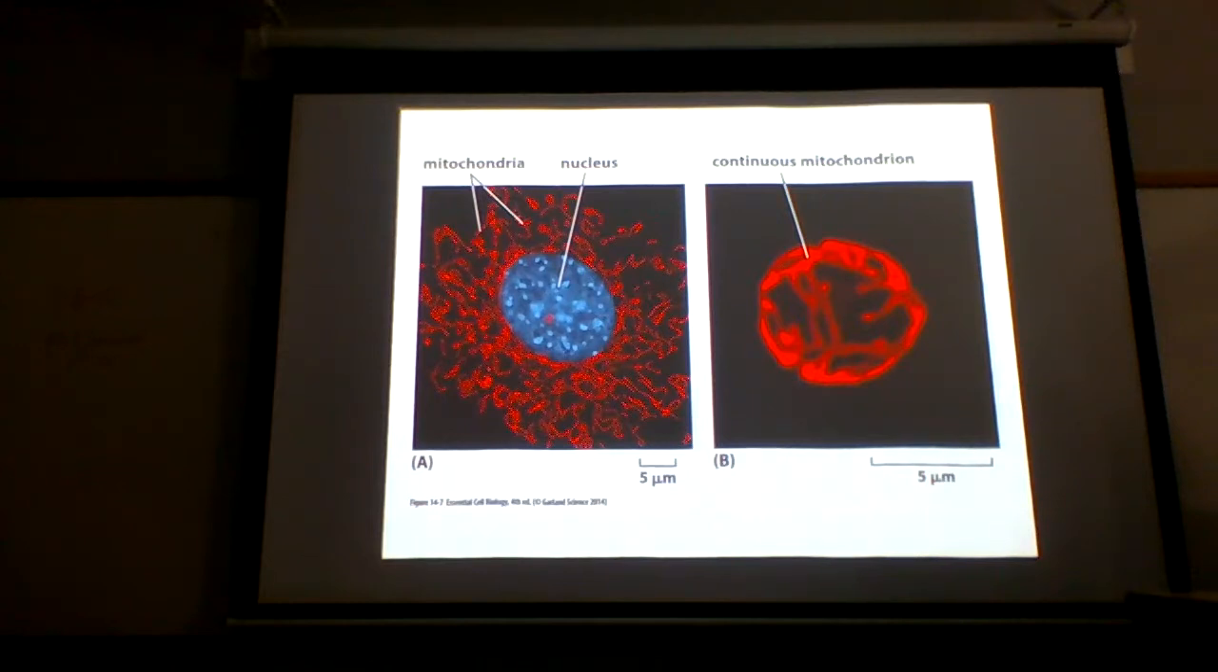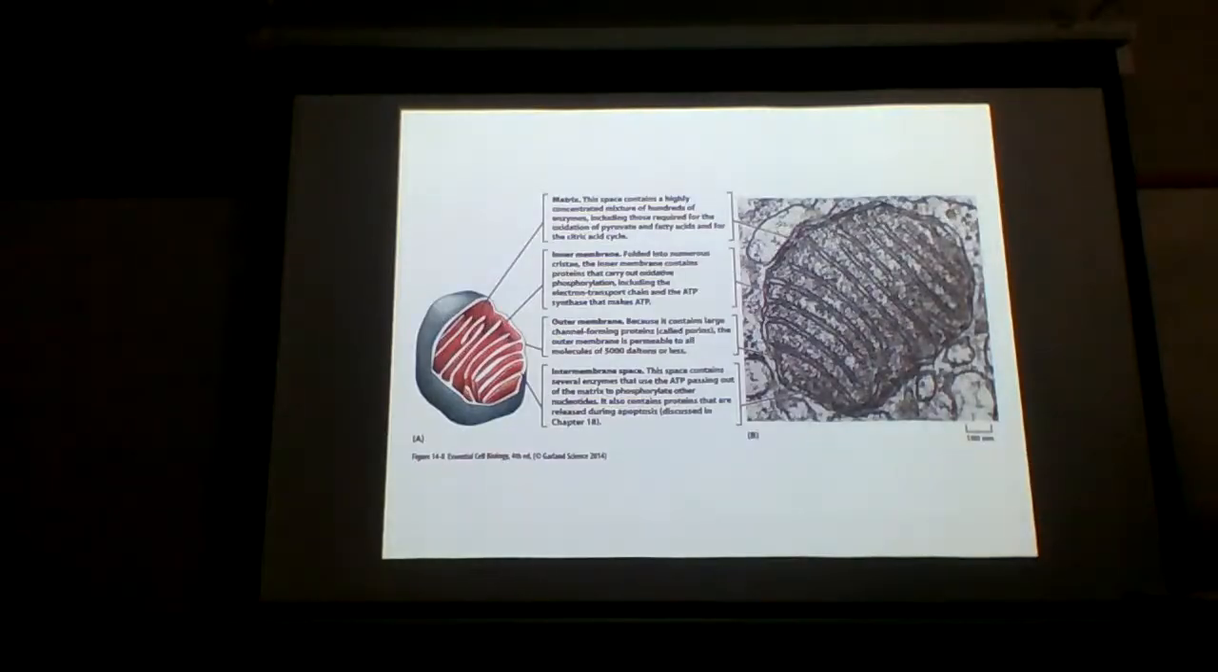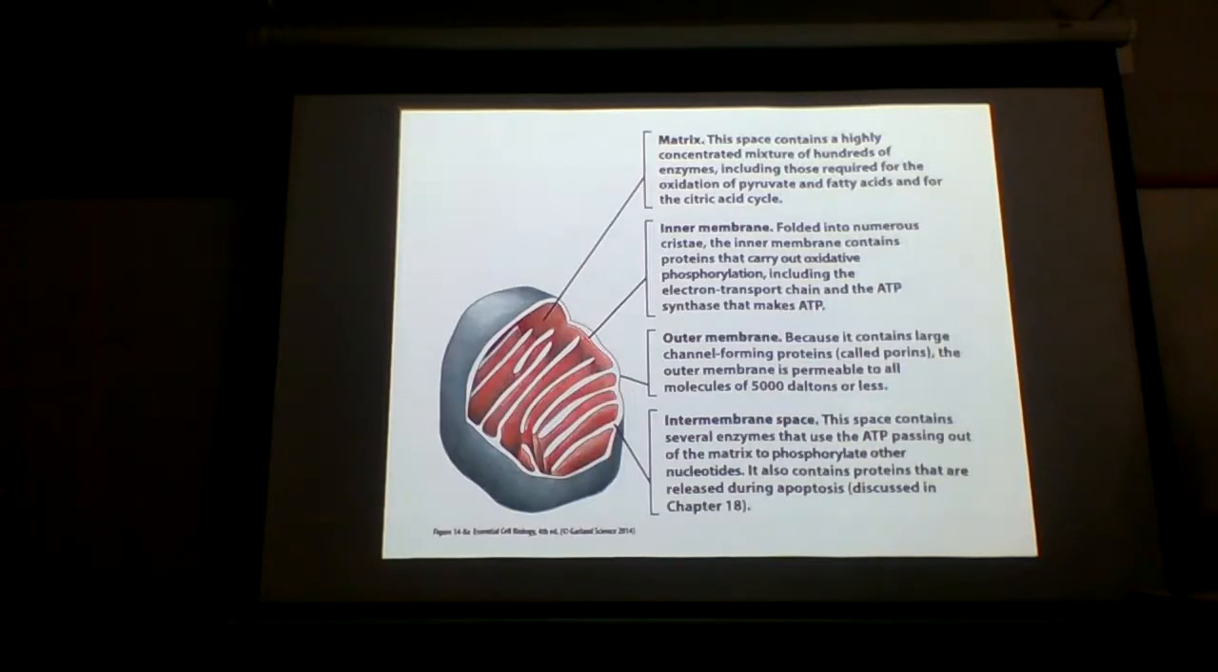And here we are, mitochondria. That's a lot of mitochondria. I'm not sure what cell that is. So here is the electron micrograph, in which we see the dramatic enfolding. That generates lots of surface area for the electron transport chain.